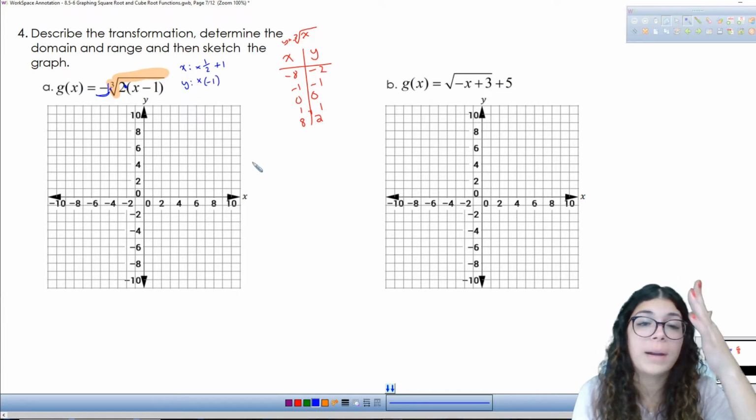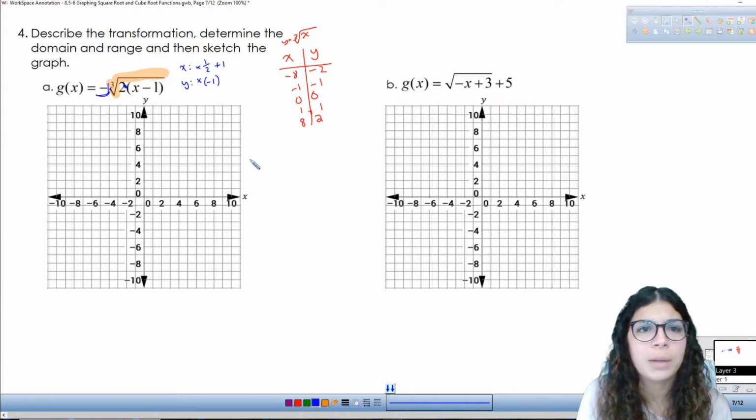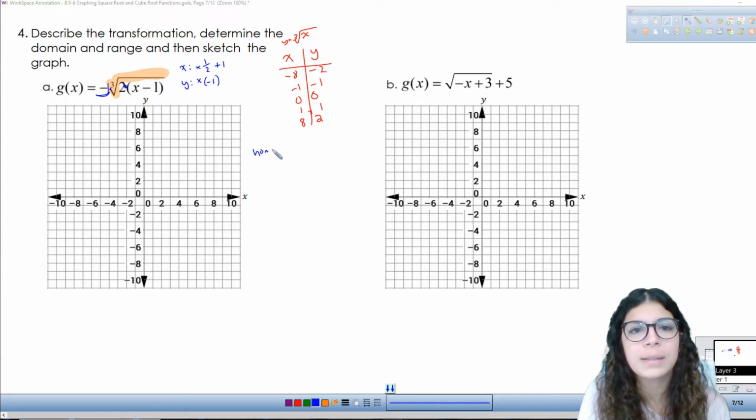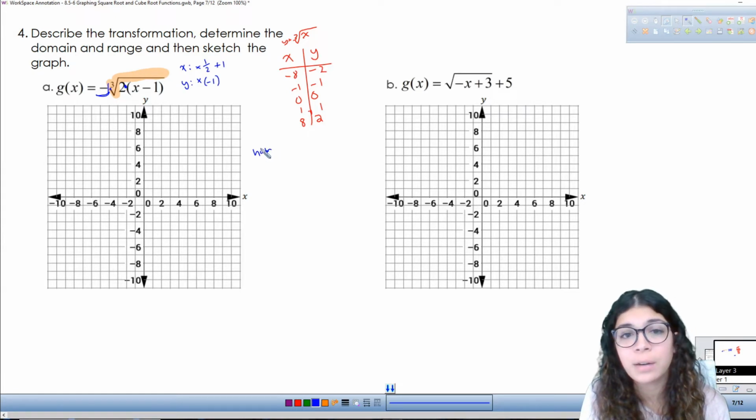So let's go ahead and write our description. Starting with x, we are going to horizontally multiply by 1/2, which is a factor less than 1. So it's a compression. So horizontal compression by a factor of 1/2.